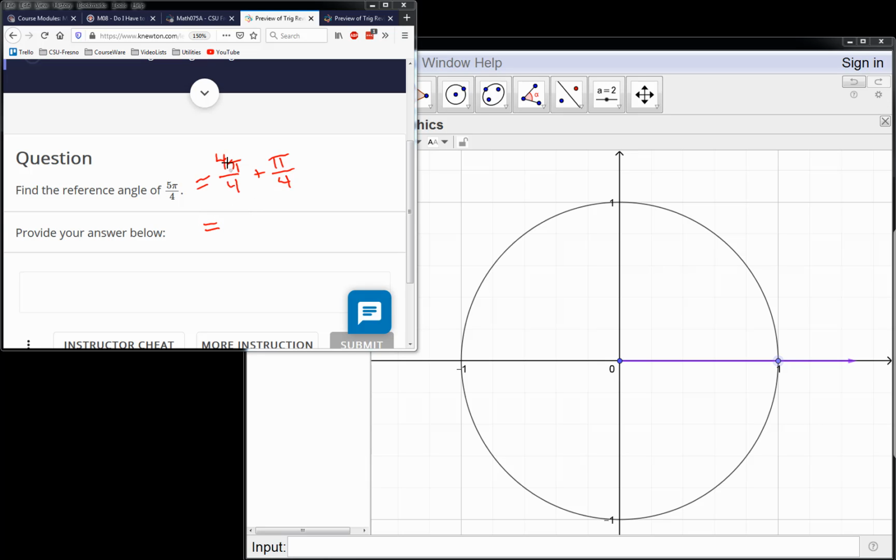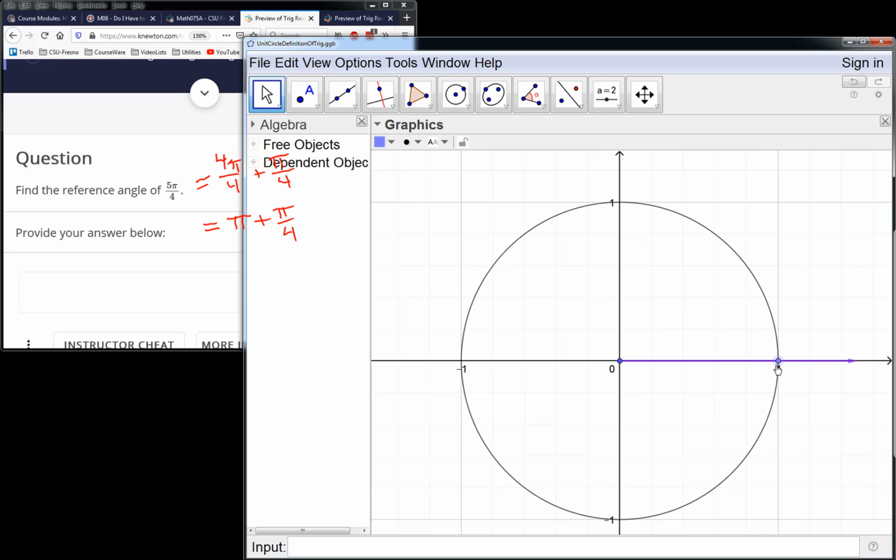Why did I write it like that? Because the 4's will cancel now, so this is going to be pi plus pi over 4. In terms of that, this is going to help me draw the picture. Because now I think, what does the angle pi look like? Well, I know what the angle pi looks like. I'm going to try to draw it here. Hey, come on, why is it not moving? There we go.